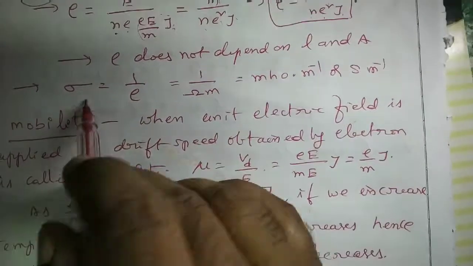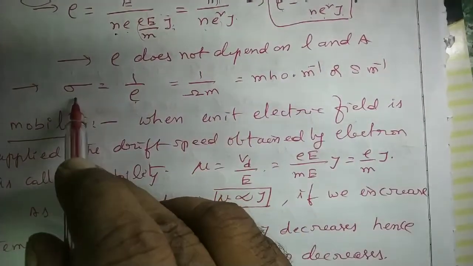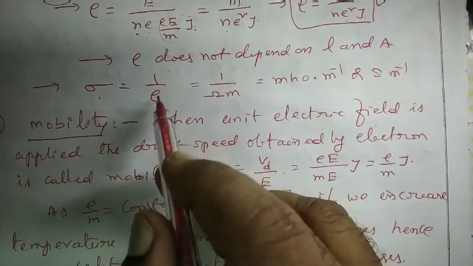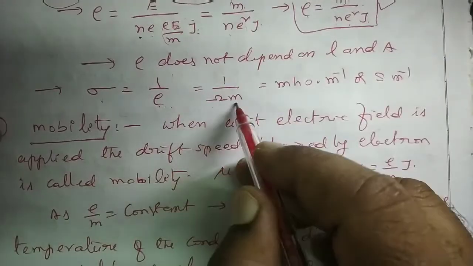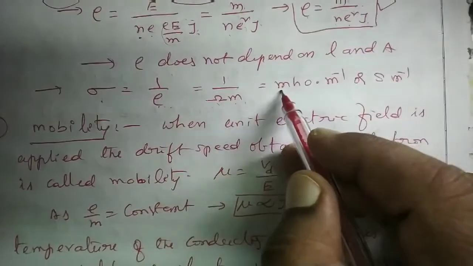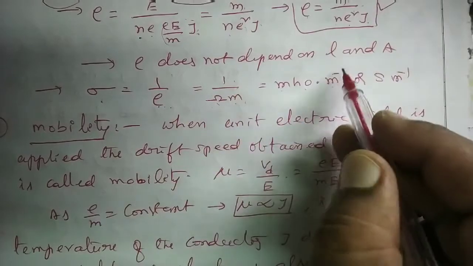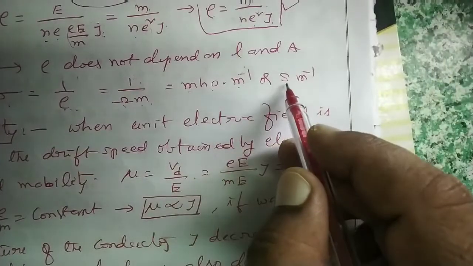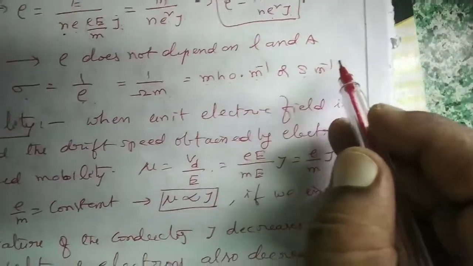And the reciprocal of resistivity is called conductivity, sigma. So 1 by resistivity. Resistivity unit is ohm meter, so the conductivity unit is 1 by ohm meter. 1 by ohm we can call mho, and 1 by meter is meter power minus 1. Or mho is also called Siemens. Yes, meter power minus 1.